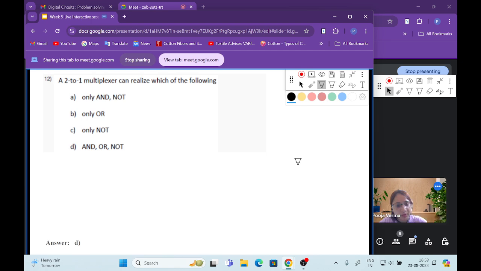Okay, so now the next question is, a 2 to 1 multiplexer can realize which of the following? Only AND, OR, NOT; only OR; only NOT; or option D, AND, OR, NOT. So can anyone of you answer this question? A 2 to 1 multiplexer, already we know that two inputs are there and one output. We can write I0, I1, and there will be only one selection line S, right? 2 to the power 1, so n is equal to 1.